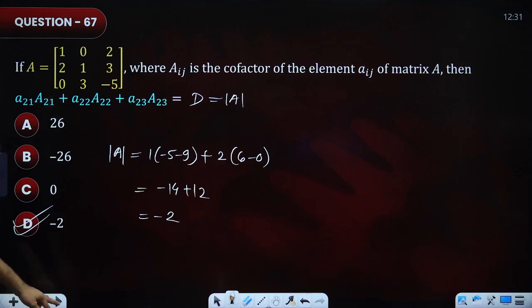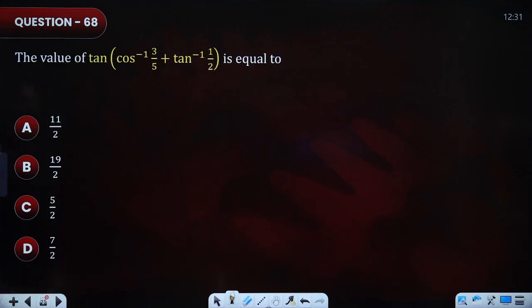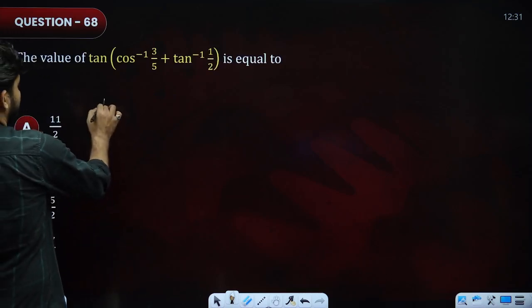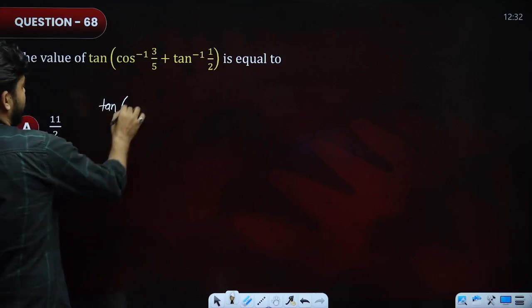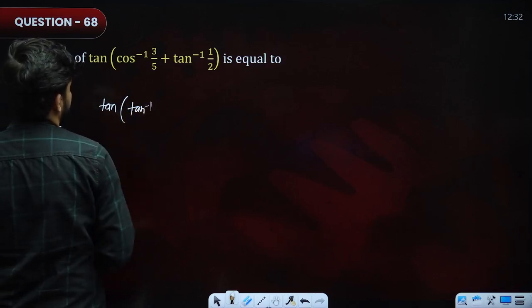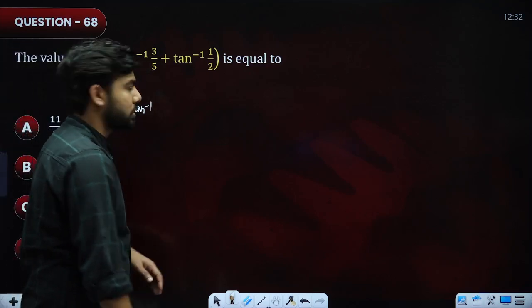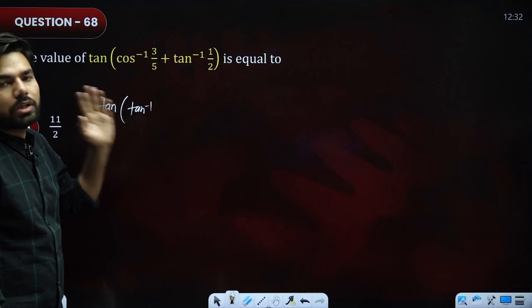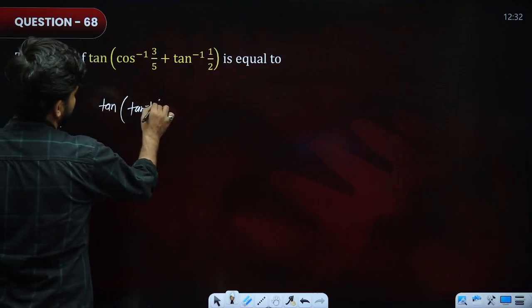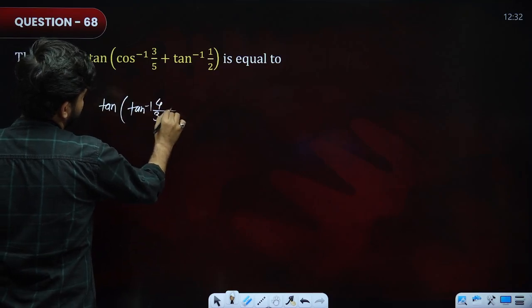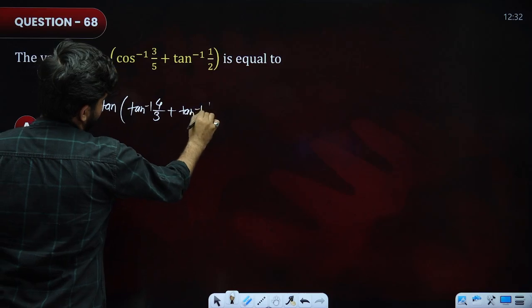Okay. In the next question, we have to find the value of this. So we can write tan. Here we have cos inverse 3 by 5. So if I try to write it in the form of tan inverse, here we have base upon hypotenuse, correct? So we need perpendicular upon base. tan inverse 1 by 2.